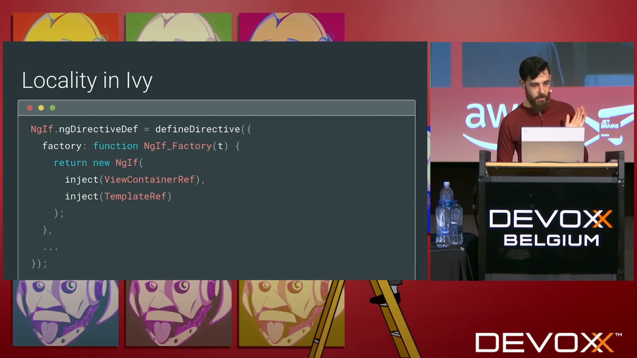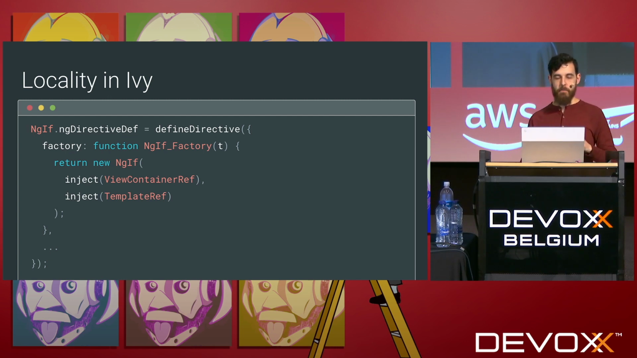And so going into Ivy, there is this new architecture that brings what the team refers to as locality to this generated code, where each component only knows about its own dependencies. We saw that factory function earlier in the generated code, which is how a component is instantiated in Angular.